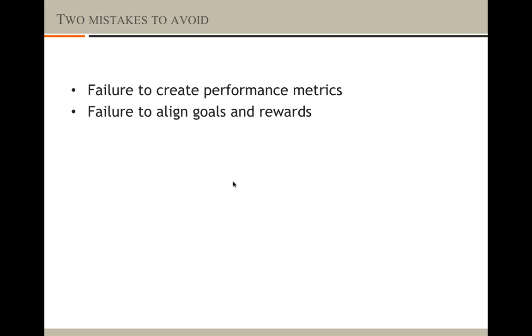Then the second thing is the failure to align goals and rewards. We already talked about it a lot. So many companies change their goals, but they do not follow up with the realignment of rewards. So even when they try, they often get it wrong and end up rewarding the wrong things. So misaligned rewards encourage employees to put their energy into the wrong activities. So we should clearly define the goals and rewards. And once we refine our goals, we should refine our reward system as well.